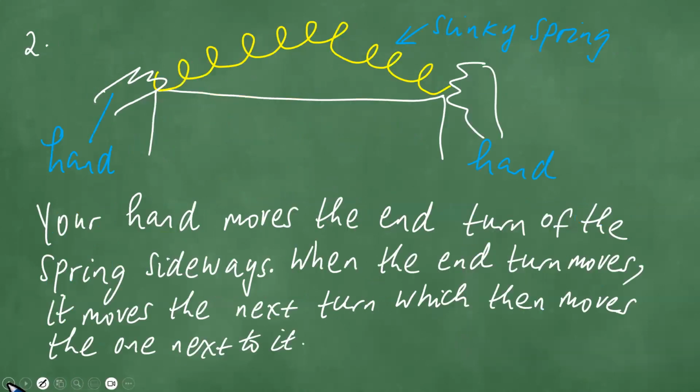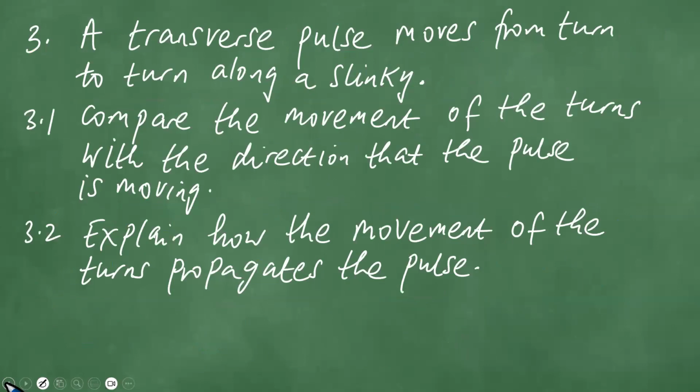Next question. Explain how the movement of the turns propagates the pulse. So here we're to compare the turns and the direction that the pulse is moving. So you can see that it's turning up and down. Those turns are up and down, but the direction is from left to right of this pulse. Okay, so that's one thing that we note, that those turns are up and down, but the pulse is from left to right. So explain how the movement of the turns propagates the pulse.